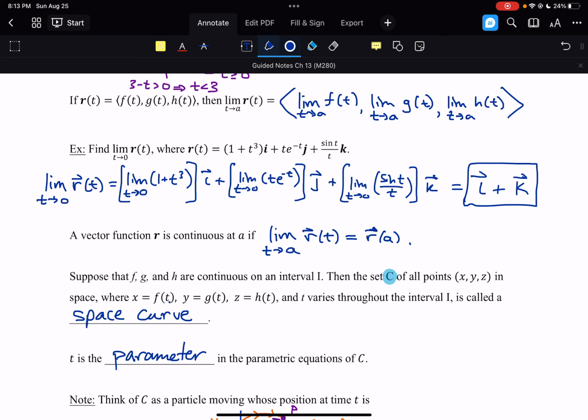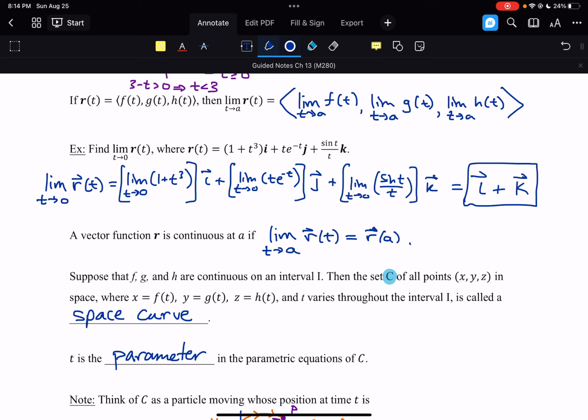As t changes, we get different values going into these functions. That plots a new point, right? So when t is 0, we plot a point. When t is 1, we plot a point. When t is 100, we plot a point. And if you plot enough of those points, you will eventually have created a space curve, right? We don't know exactly what it would look like, but you will plot a space curve.